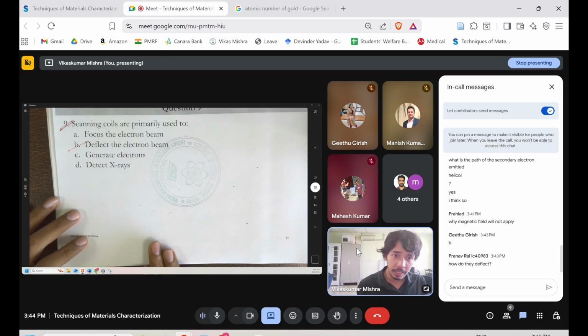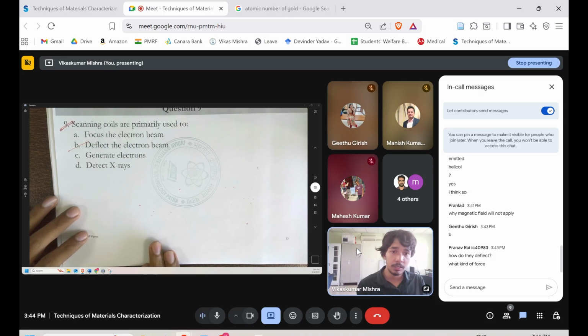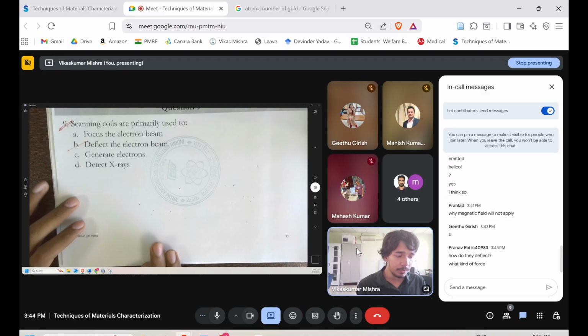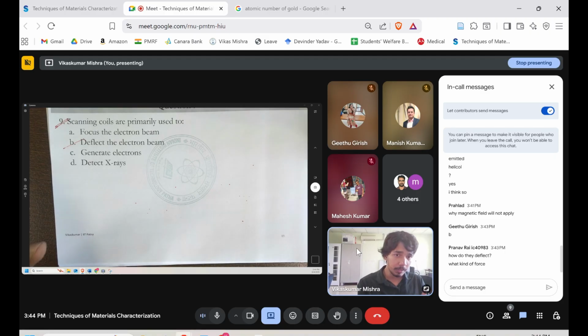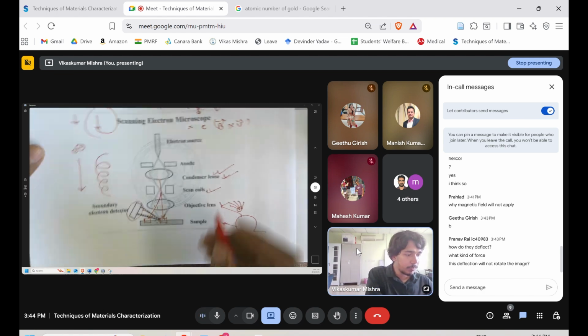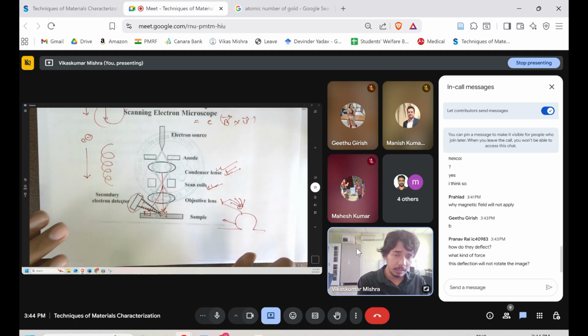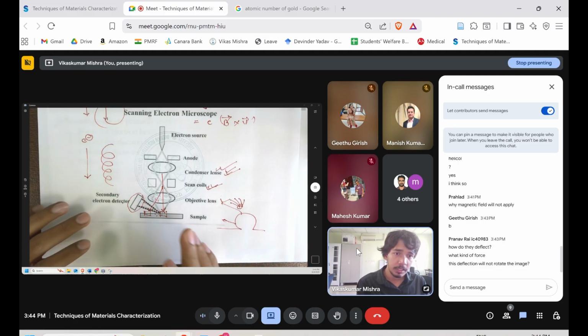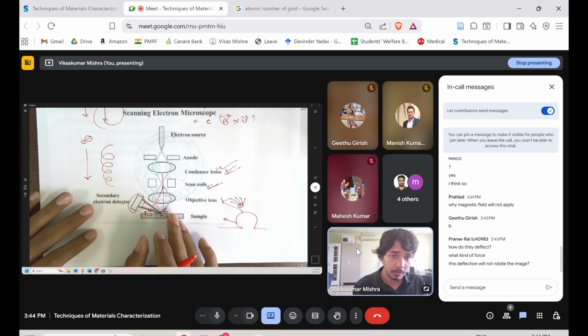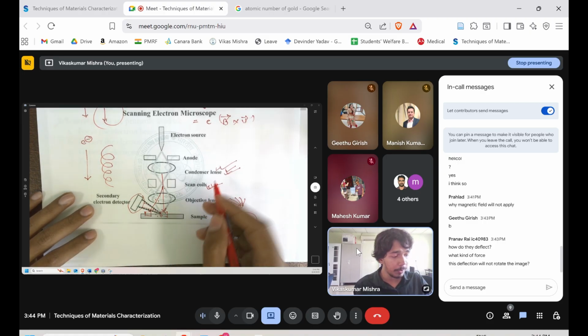How do they deflect? It is again under the effect of a magnet. A magnetic field is applied. We know that a charge can be deflected under the effect of a field, so it is under the effect of an electromagnetic field. Again, the coils are more or less the same. The coils for the condenser lens and for the scanning coil are more or less the same. It's just that this deflection will not rotate the image, while this will also rotate the image. Their primary function remains the same.